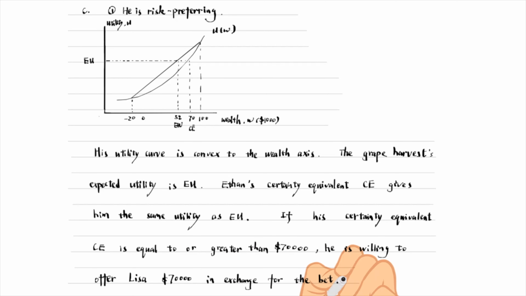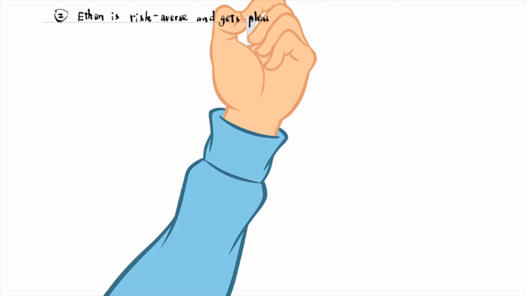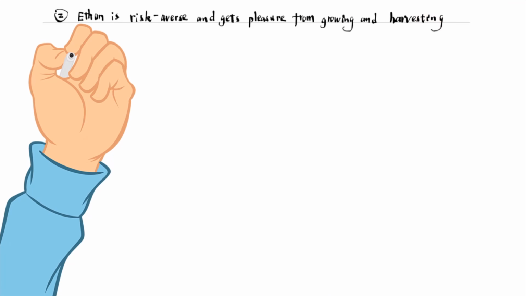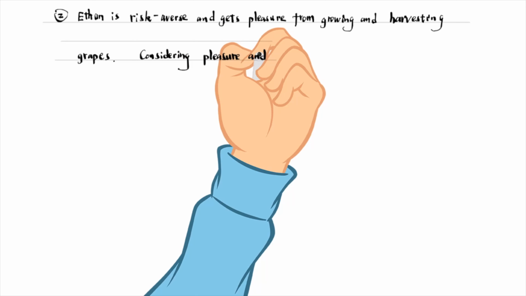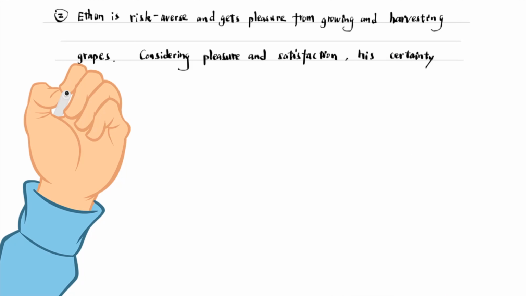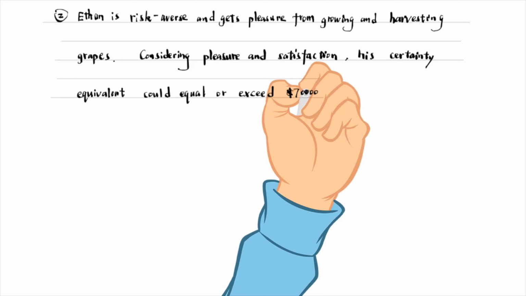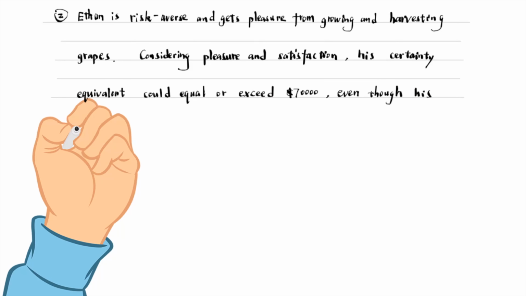The second possibility is that Ethan is risk-averse and gets pleasure from growing and harvesting grapes in the vineyard. Considering pleasure and satisfaction, Ethan's certainty equivalent could equal or exceed $70,000, even though his utility curve is concave to the well's axis.